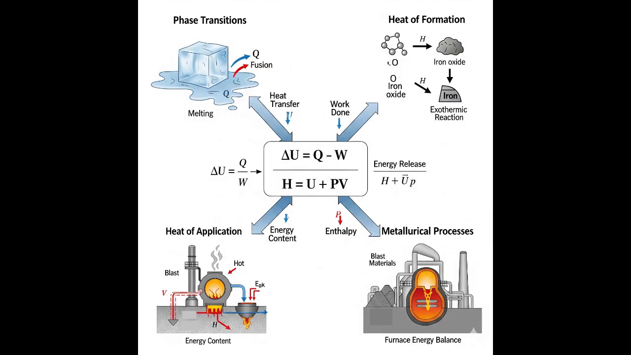So to summarize, the first law of thermodynamics, delta U equals Q minus W, is a fundamental statement of energy conservation. It teaches us that energy is always accounted for. We also introduced enthalpy, H equals U plus PV, which is particularly useful for processes occurring at constant pressure, like many in materials processing. Understanding these concepts allows us to quantify energy changes in material systems, from phase transformations to chemical reactions, and to design more efficient industrial processes.